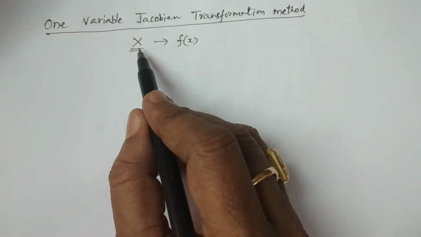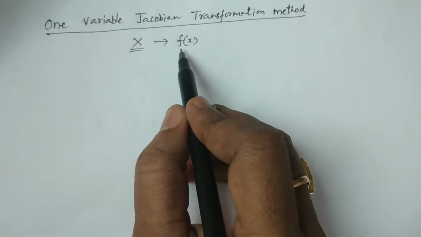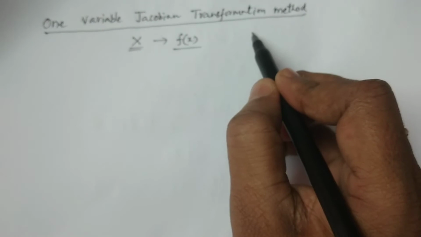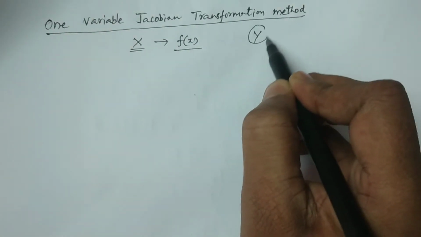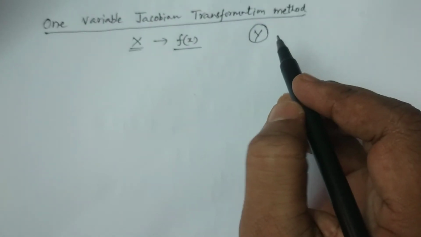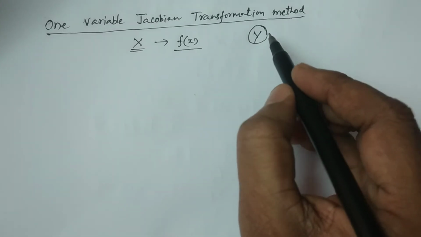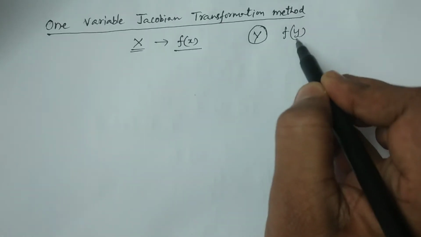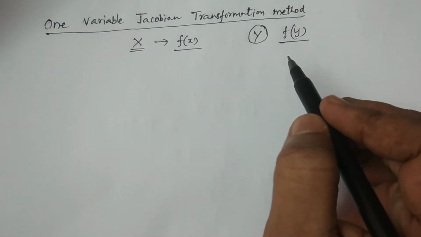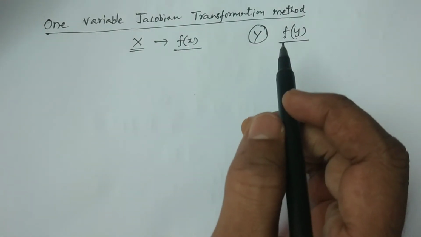So if x is known, which means the nature of x is known, that is, the probability density function of x is given, then what is the density function of y? That is, what is the distribution of y, the nature of y? How do we calculate the probability density function of y? It can be obtained through this one variable Jacobian transformation method.